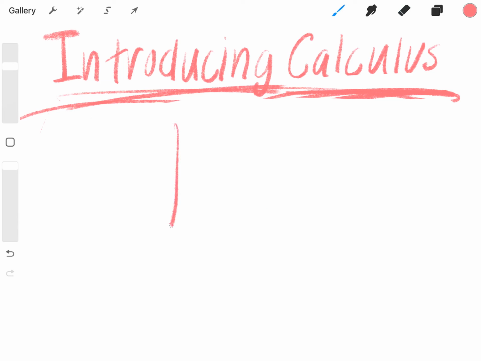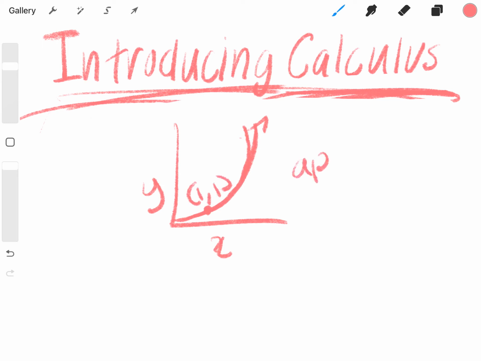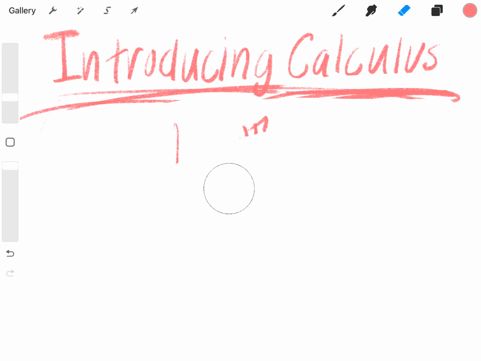Imagine you have the graph of the function x squared, and you're trying to find the limit as x approaches 1. Well, you just look at what the function gets to as it approaches 1. That's pretty easy. You can just look at the graph and see that the graph of x squared at x equals 1 is just 1. So that's easy.